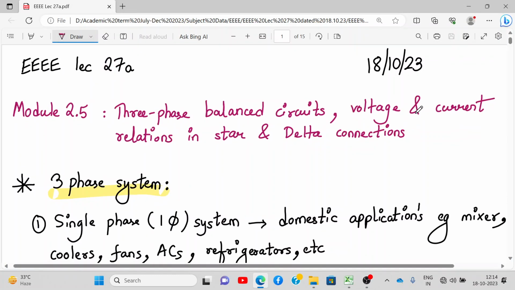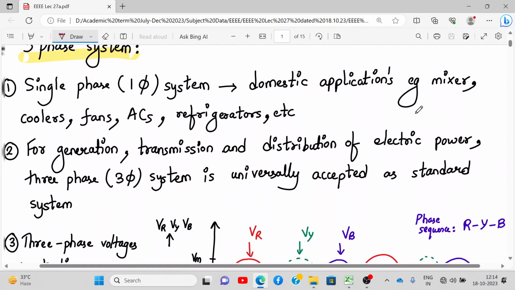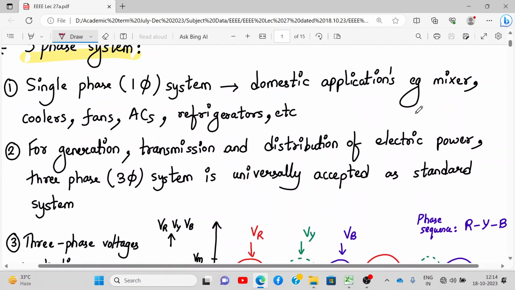So we'll start with lecture number 27A, and we are going to start with three-phase circuits. So write down three-phase system. Three-phase system. Now just wait.